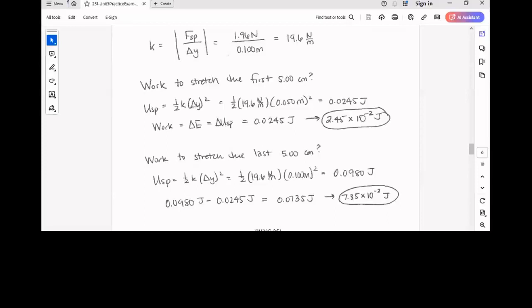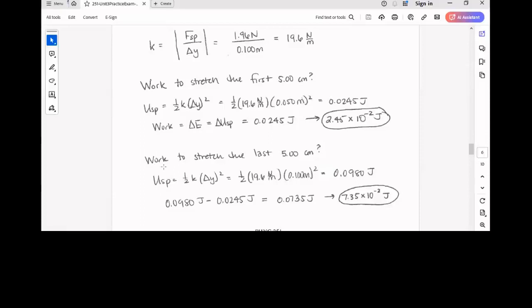Now, what can be a little tricky here, or maybe initially counterintuitive, is the fact that it's going to take more work for you to stretch from 5 centimeters to 10 centimeters than what it costs you to go from 0 to 5. That's because every time you cause the spring to undergo some displacement of, let's say, 1 centimeter, you have to work a little bit harder in order to stretch the next centimeter and a little bit harder to stretch the next centimeter and so on.